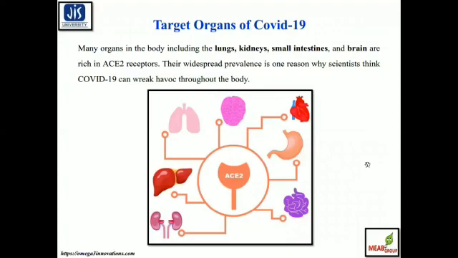Now, what are the targets for COVID-19? Many organs in the body, including the lungs, kidneys, small intestines and the brain, are rich in ACE2 receptor. Their widespread prevalence is one of the reasons why scientists think COVID-19 can wreak havoc throughout the body. So that is the end of project 1.